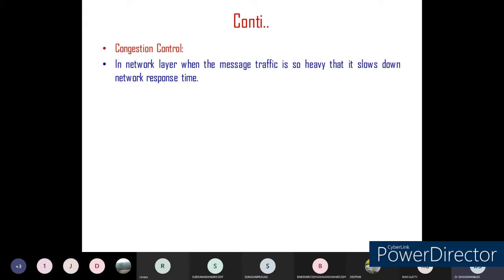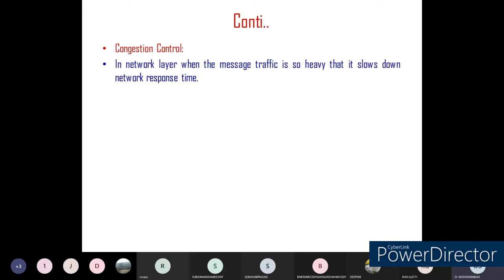In the network layer, when the message traffic is heavy, as I told you, in road traffic, because of n number of vehicles, definitely the traffic is heavy. That is the meaning in congestion control. Congestion control is when in a single network there are n number of data packets, so message traffic is heavy. So it slows down the network response time.